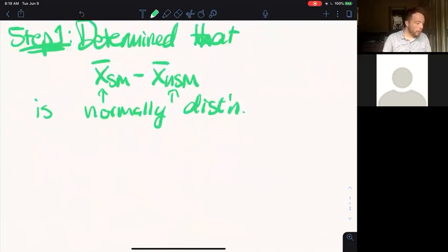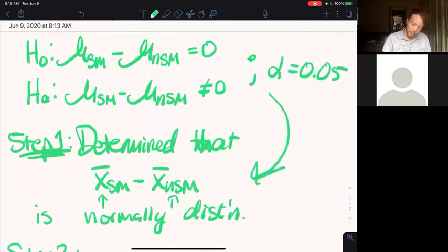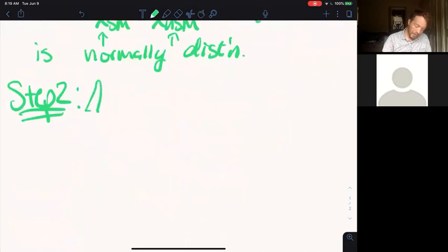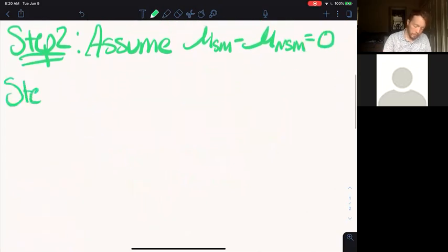We talked about step 1. Now I want to talk about step 2. Step 1 is technically just making these hypotheses, so this is step 1 right here. Step 2 is the easiest step. It's what we always do. We assume that this is true. Assume the null hypothesis. Then we can do step 3, which is calculate the p-value.